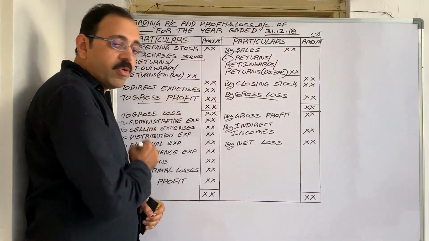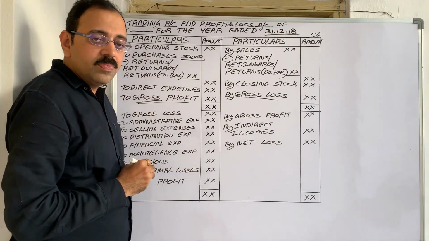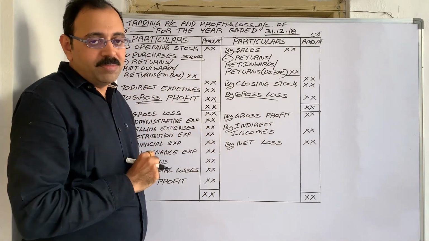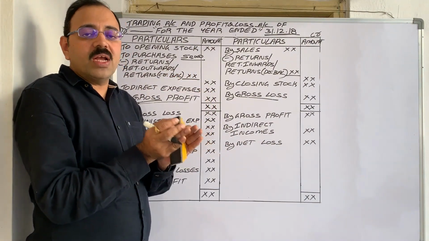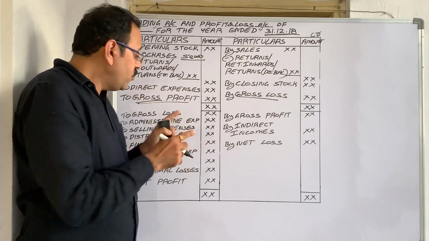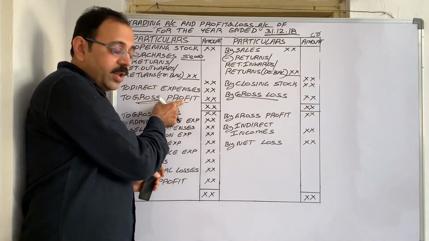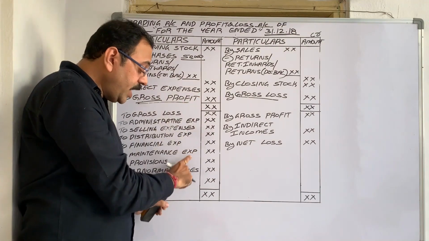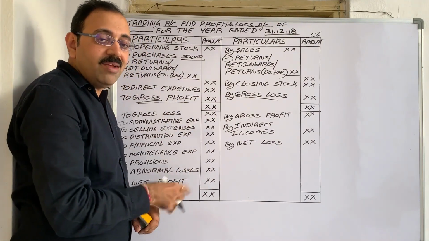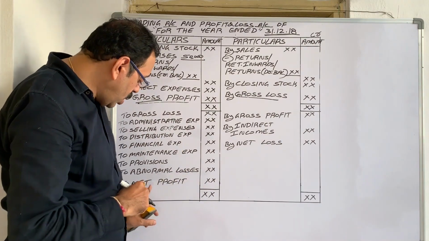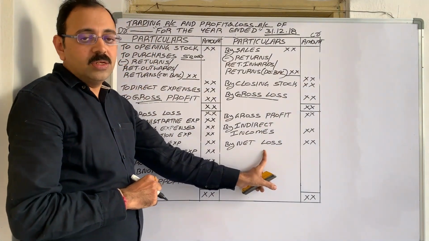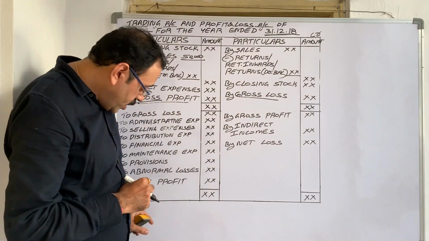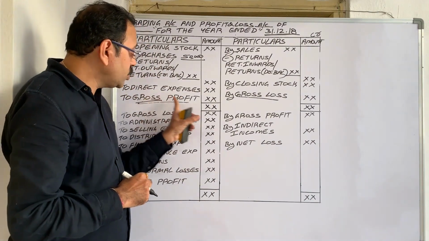Observe this word, gross profit. Why did we use the word gross? Because this is not the final profit which can be taken by the owner. Only in the main activity of the concern, how much profit or loss we earn, we are showing here. To this profit, indirect incomes we have to add, and from this profit, indirect expenses we have to deduct. Then the final figure is called net profit or net loss. This is the final result of that business. So the owner is going to take this net profit amount only, not this gross profit amount.